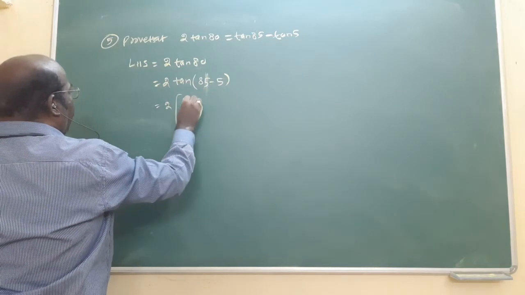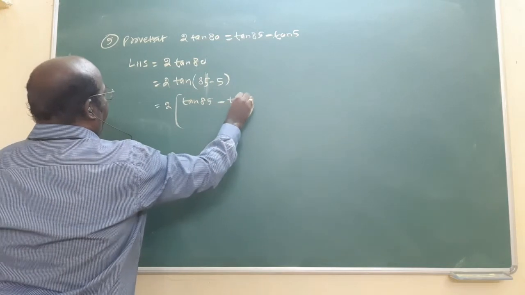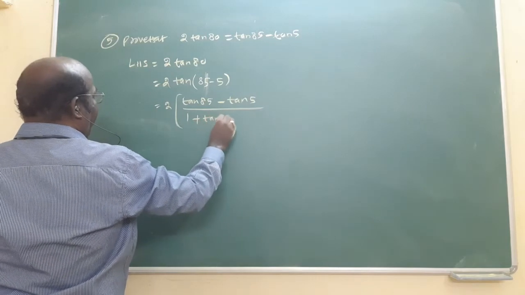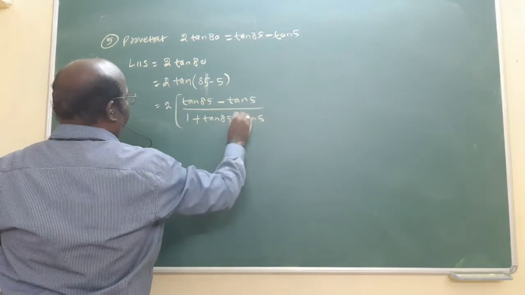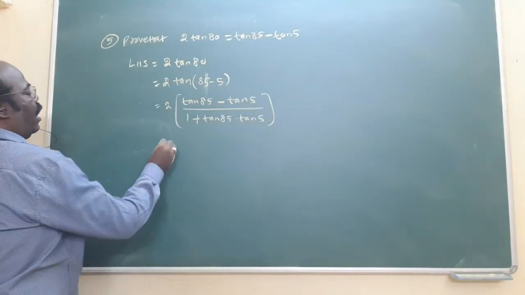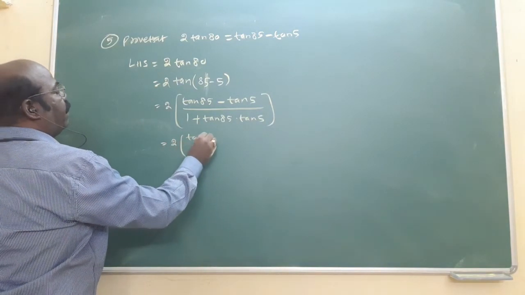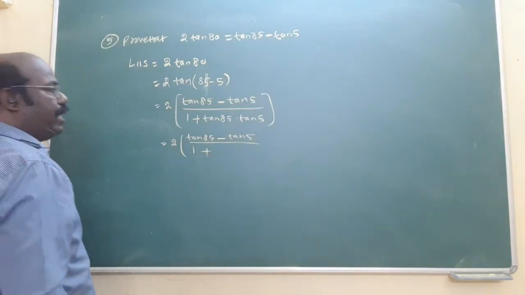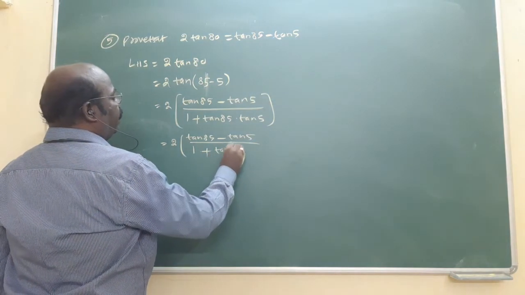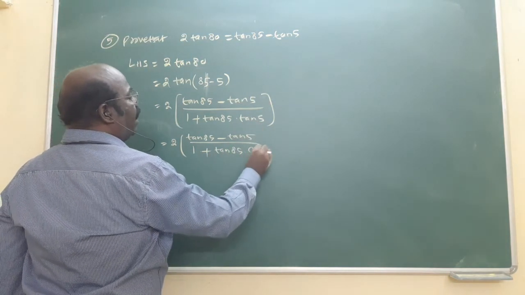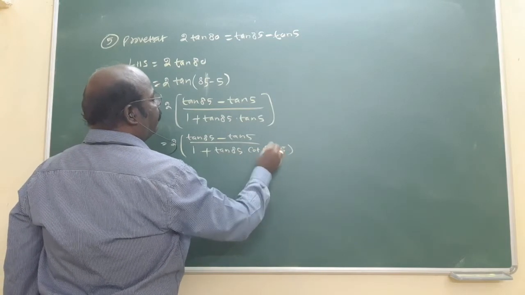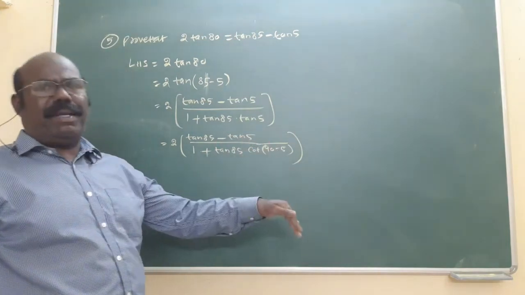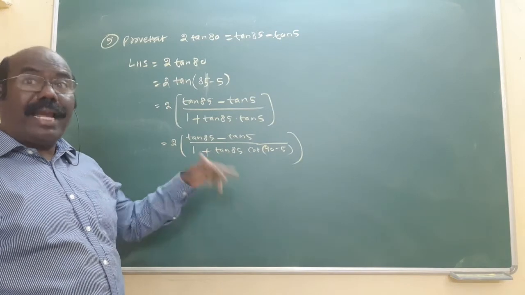What's the formula? Tan A minus tan B divided by 1 plus tan A into tan B is the formula for tan of A minus B. Now once again, 2 into the numerator, same thing. Denominator is 1 plus tan 85 into tan 5. This tan 5 came as cot of 90 minus 5. Am I right? What I told you: sin theta equals cos of 90 minus theta, tan theta equals cot of 90 minus theta.